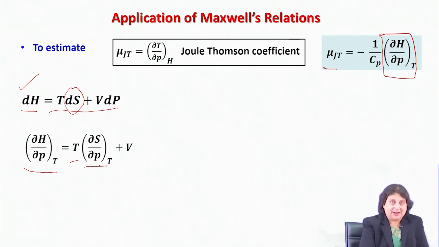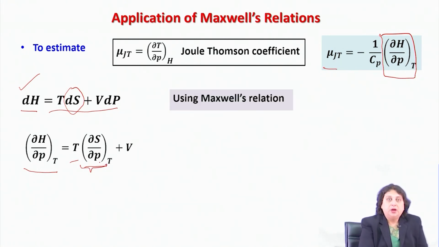Once again, the task is replacing the partial derivative involving the entropy. How are we going to do that? We will do that using the Maxwell's relation. Now, which Maxwell's relation is going to be useful here?